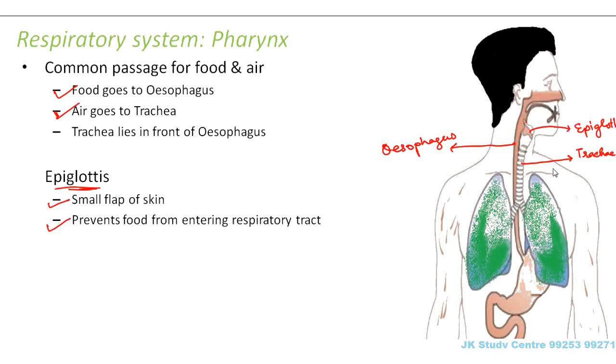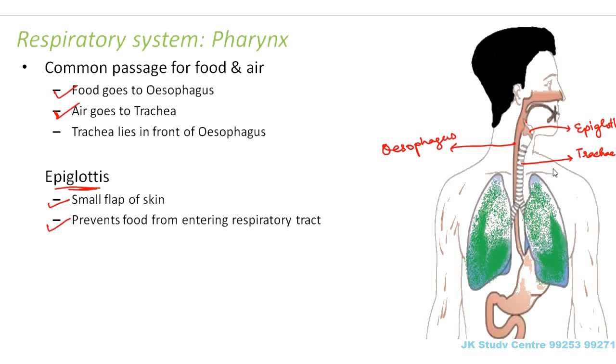So what does it do? It is kind of a door. So if the door opens, the food can enter. If the door closes, the food can't enter. Now this epiglottis is always closed. It is an always locked door. So because of the presence of this small flap of skin, food can never enter inside the trachea. So the epiglottis is the one which prevents the entry of food into the respiratory tract.